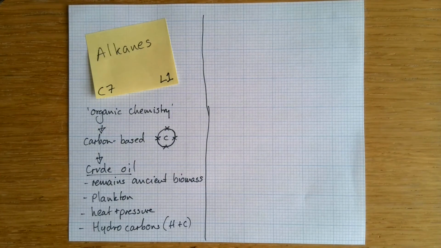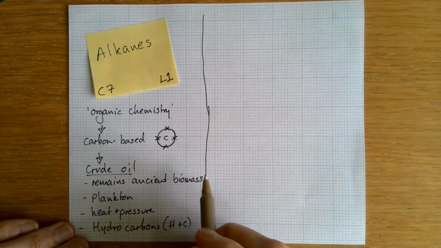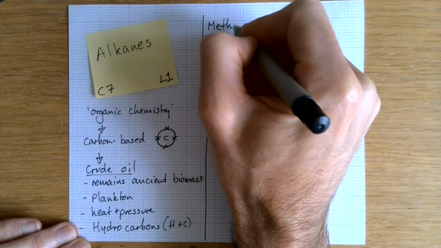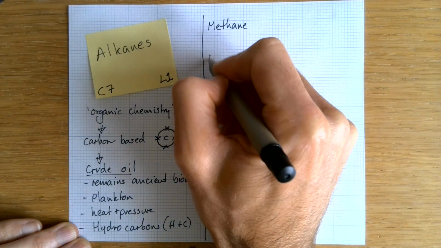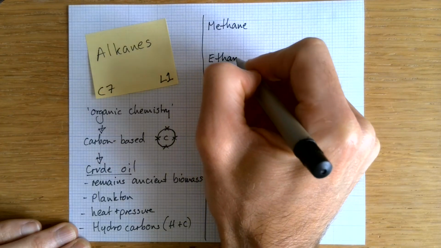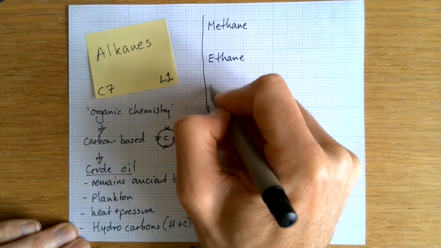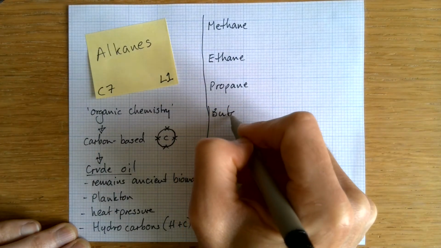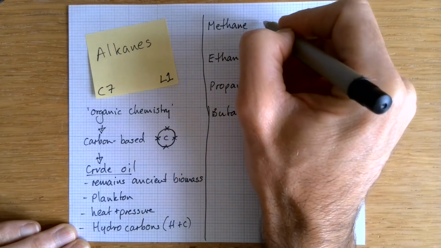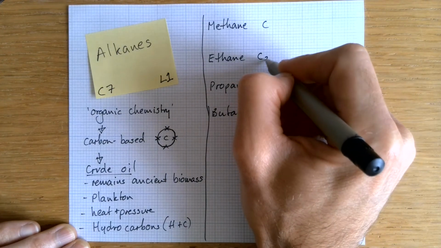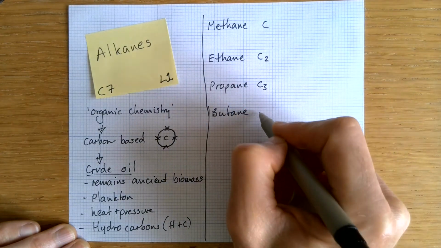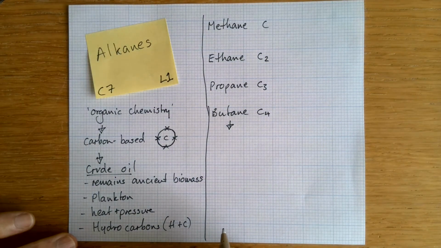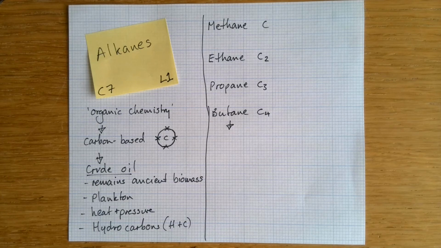So the first set that we're going to look at is the first 4 of the alkanes. Let's name them first. We've got methane, we've then got ethane, propane, and then butane. Methane is made from 1 carbon, ethane is made from 2, propane is made from 3, and butane is made from 4. There are others. It goes on to pentane, hexane, and so on as well, but we're only going to do the first 4.